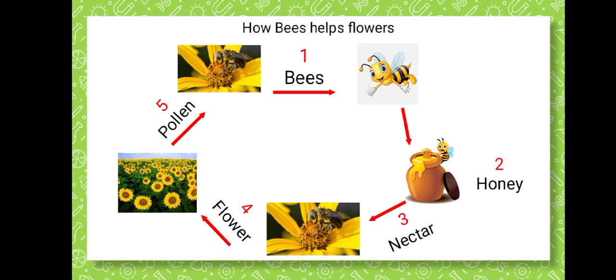And again, the bees make the honey, and the honey comes from the nectar, which comes from the flower, and the flower needs pollen, and the pollen is taken by the bees. This is how the bees constantly help the flowers.